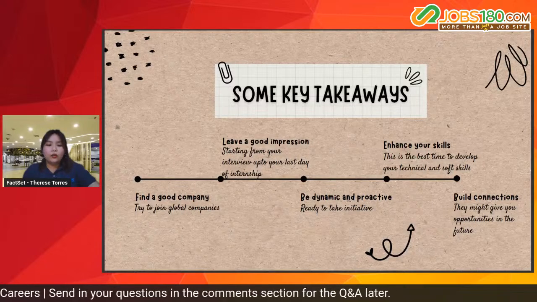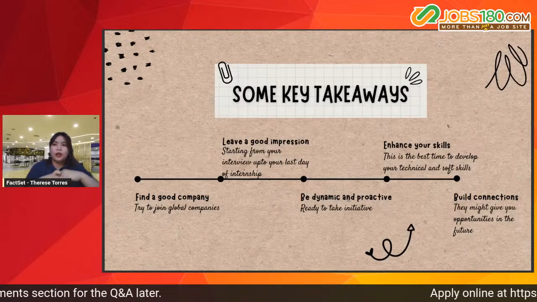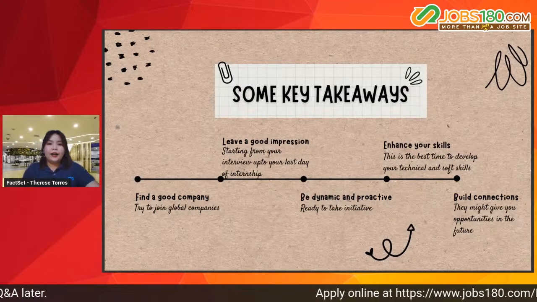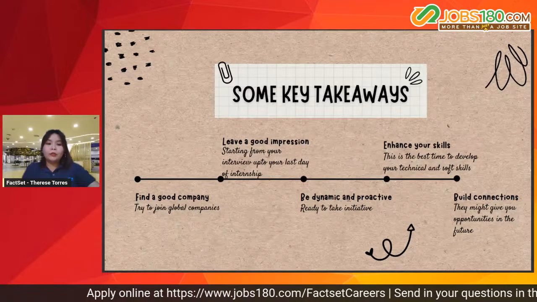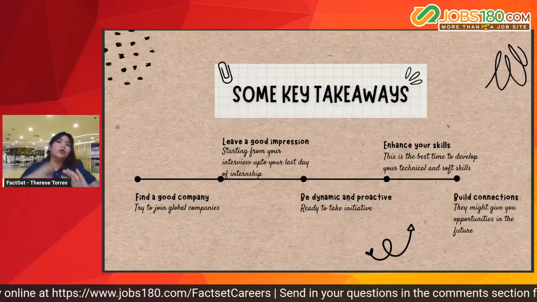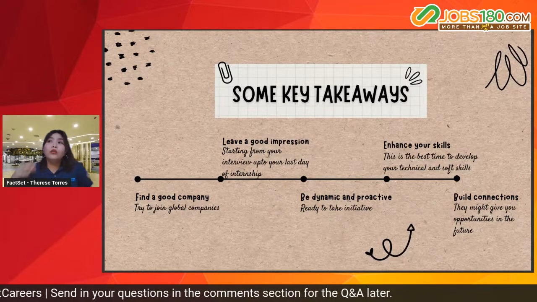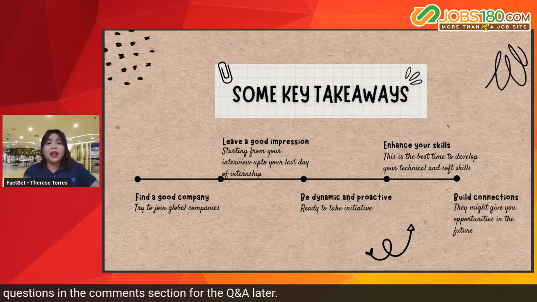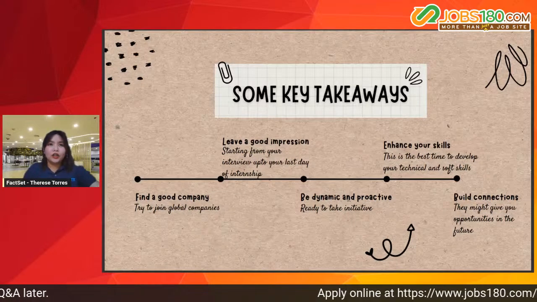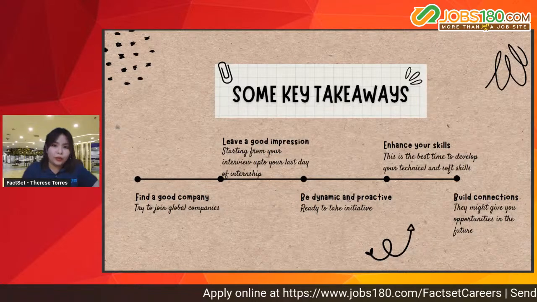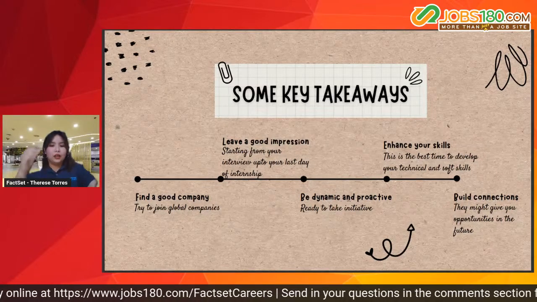So, some key takeaways. So, first, you need to find a good company. So, try to join mga global organizations, no? Okay din naman kung sa mga local or mga small company kayo mag-work. Pero, ang advantage kasi if you work on a global company, it's diverse. So, mas ma-open kayo sa iba't ibang culture, iba't ibang working environment, and madaming opportunities kapag sa global companies kayo nag-try mag-internship. And malaki din ang chance na ma-absorb kayo. 'Di ba? Kasi ang global companies usually mga big companies 'yan, 'di ba?